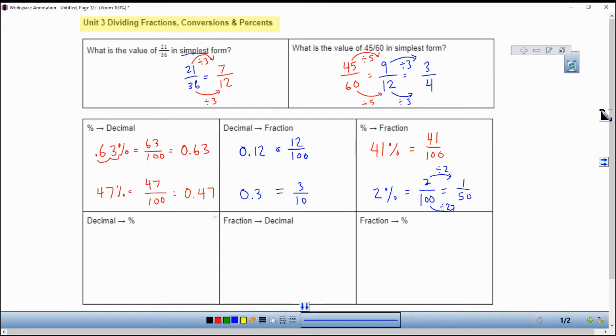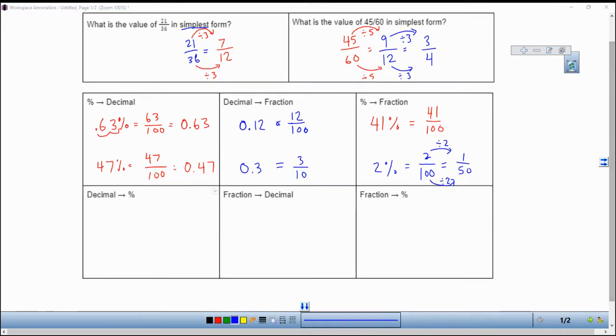All right, let's try some more with conversion. So we have decimal to percent. So let's say our decimal is like 17 hundredths. Well, 17 hundredths is the same thing as 17 out of 100, which is the same thing as 17%. So again, seeing the connection between those three numbers can help us change from one to the next.